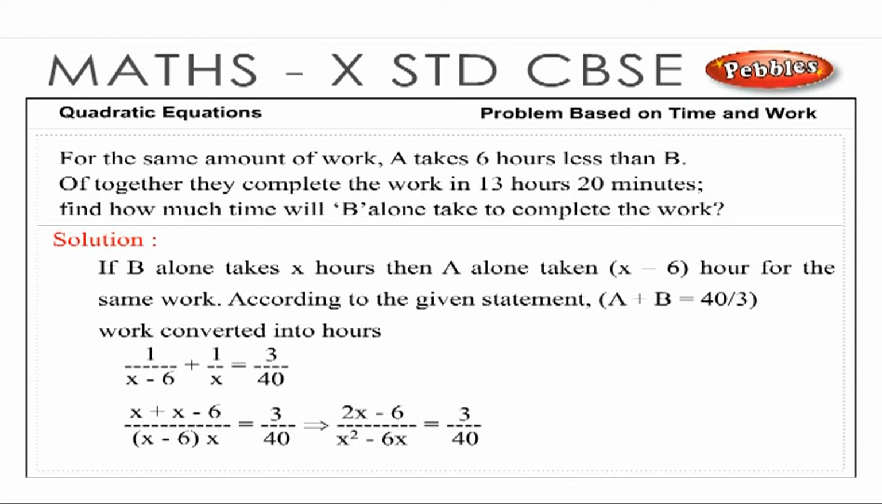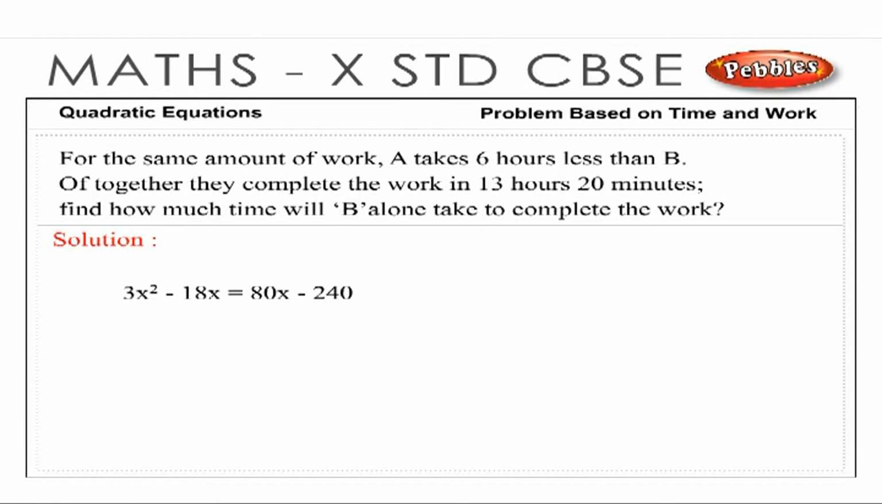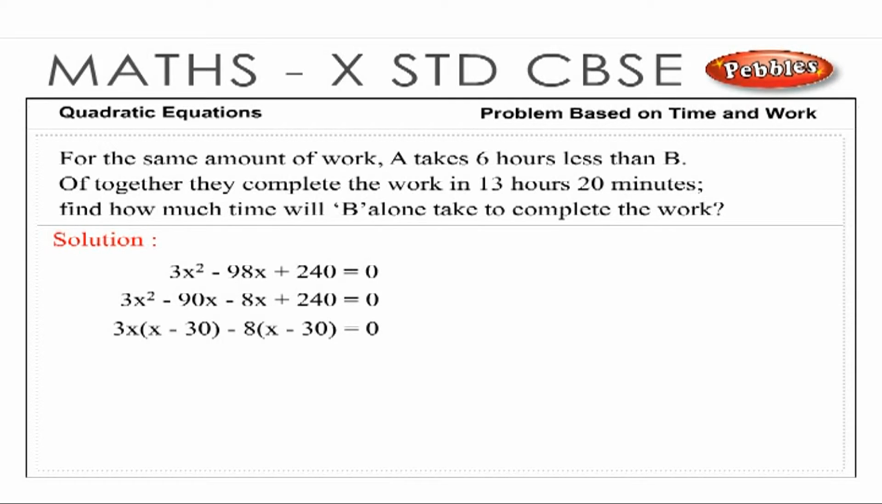(x plus x minus 6) by (x minus 6) into x is equal to 3 by 40, which implies (2x minus 6) by (x square minus 6x) is equal to 3 by 40. 3x square minus 18x is equal to 80x minus 240. 3x square minus 18x minus 80x plus 240 is equal to 0. 3x square minus 98x plus 240 is equal to 0. 3x square minus 90x minus 8x plus 240 is equal to 0. 3x into (x minus 30) minus 8 into (x minus 30) is equal to 0. (x minus 30) into (3x minus 8) is equal to 0.